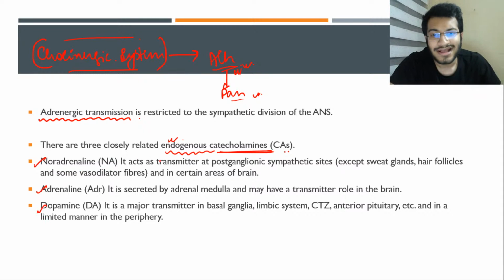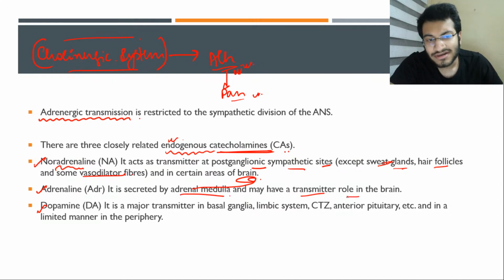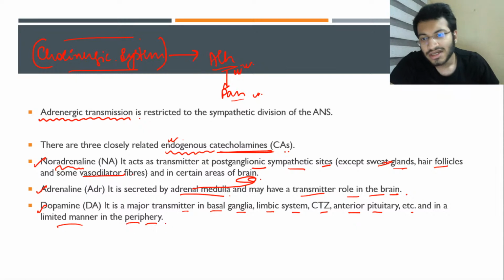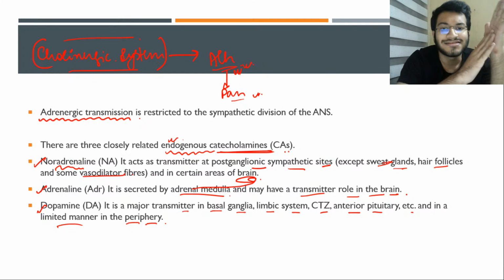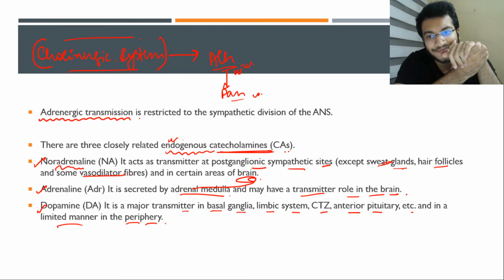So noradrenaline acts as a transmitter at post-ganglionic sympathetic sites except the sweat glands, hair follicle and some vasodilator fibers, and in certain areas of the brain as well. Adrenaline is secreted by the adrenal medulla and may have a transmitter role in the brain. Then dopamine is a major transmitter in the basal ganglia, limbic system, CTZ, anterior pituitary, etc., and in a limited manner in the periphery. So adrenergic transmission is restricted to the sympathetic division of the ANS, right?